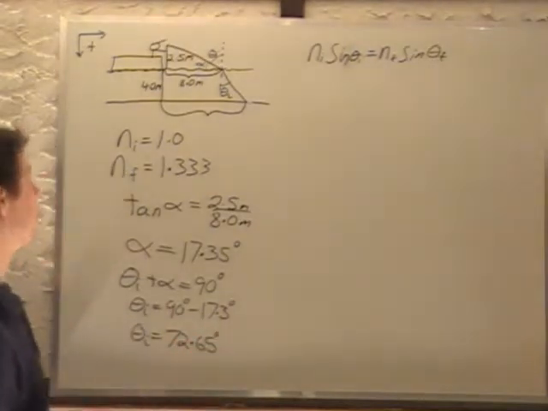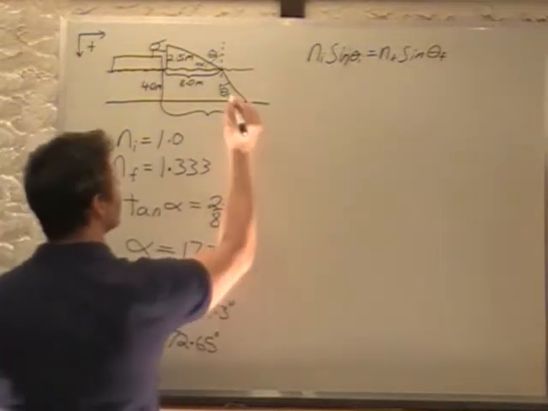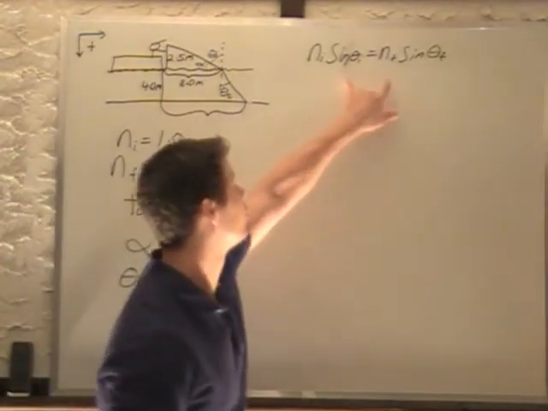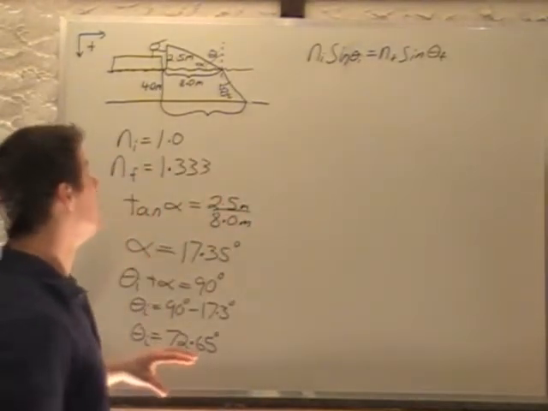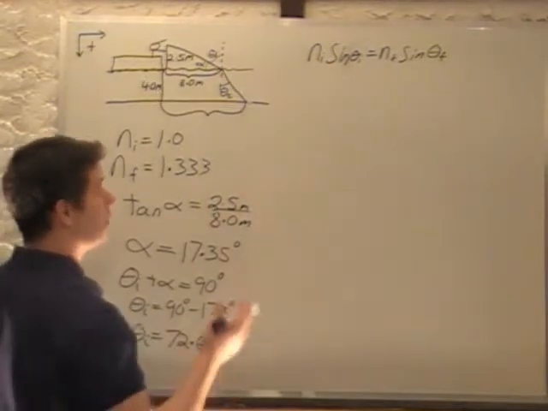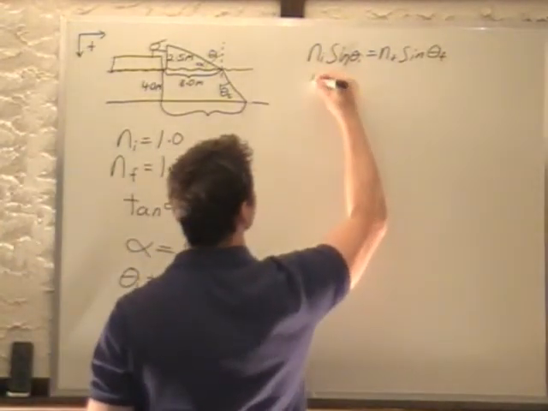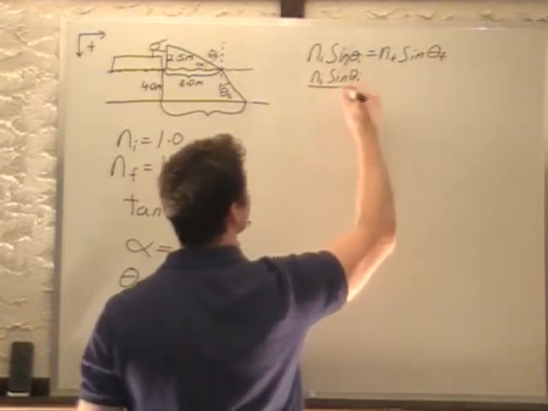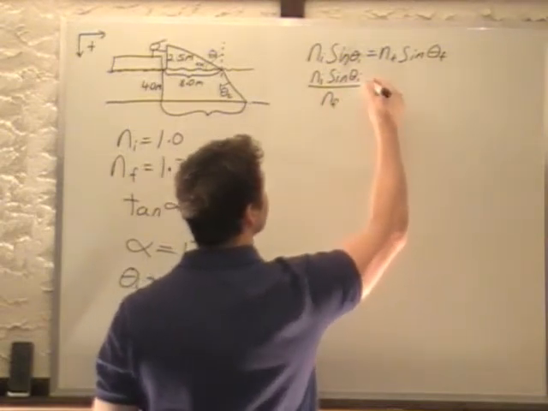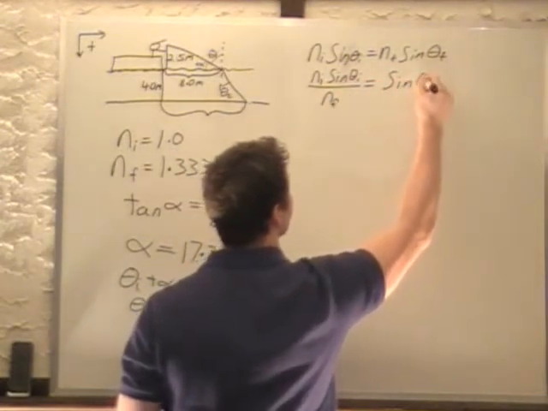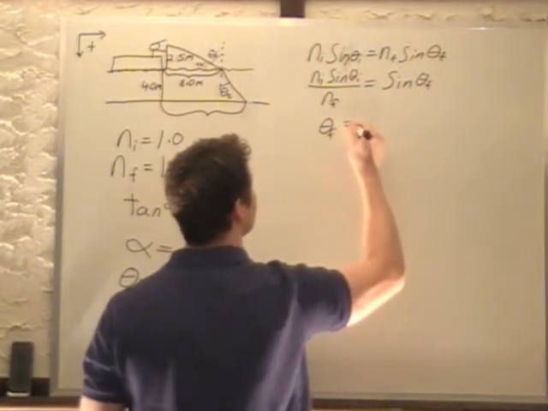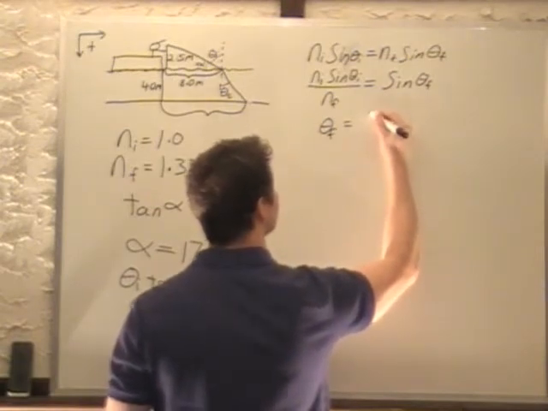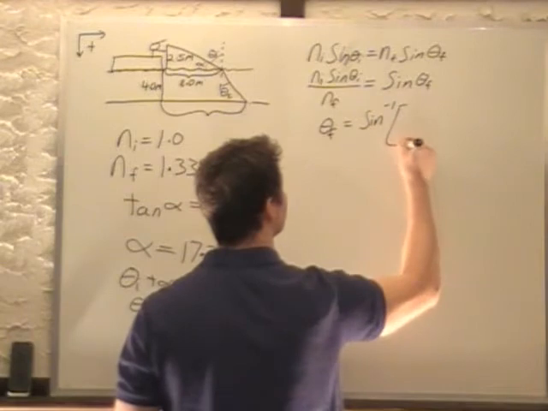Okay? Now we can't do the same with the transmitted theta because we don't know any of these distances. We want to figure out the distances from the angle. We can get the angle now from this formula because we know everything else. So we can say, let's just solve for theta final to start. So we divide N initial sine theta initial over N final equals sine theta final. So theta final is equal to, so I take the arc sine, the inverse sine, whatever you want to call it, of, I'll write it as sine inverse.